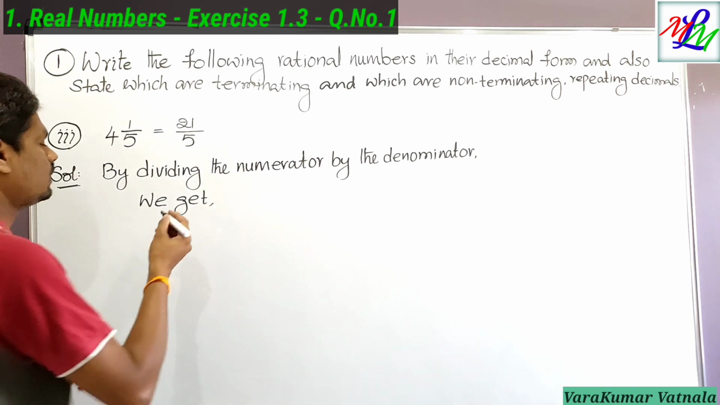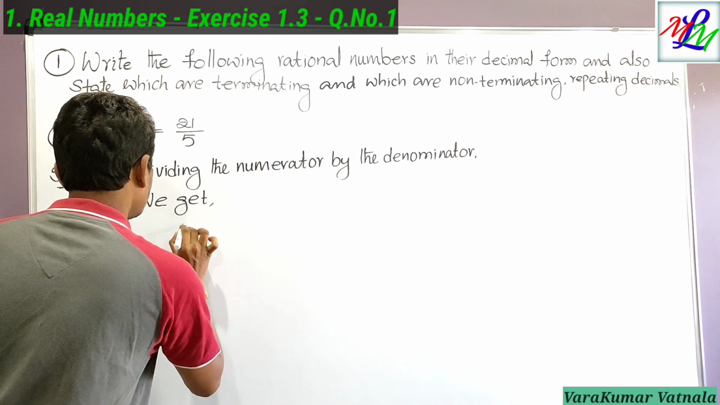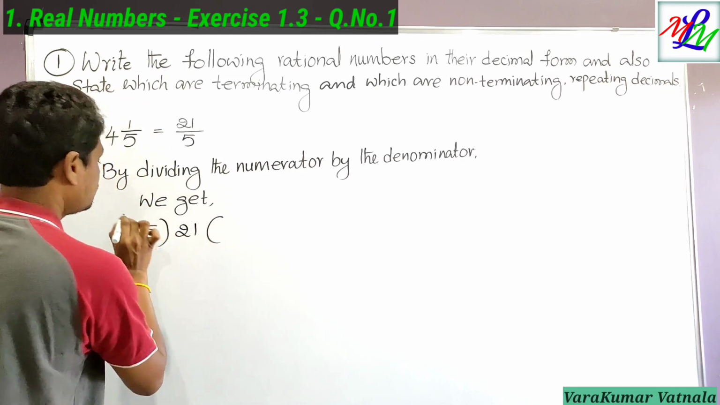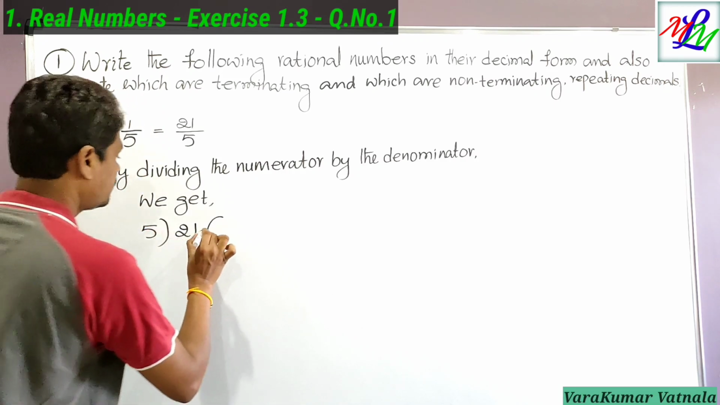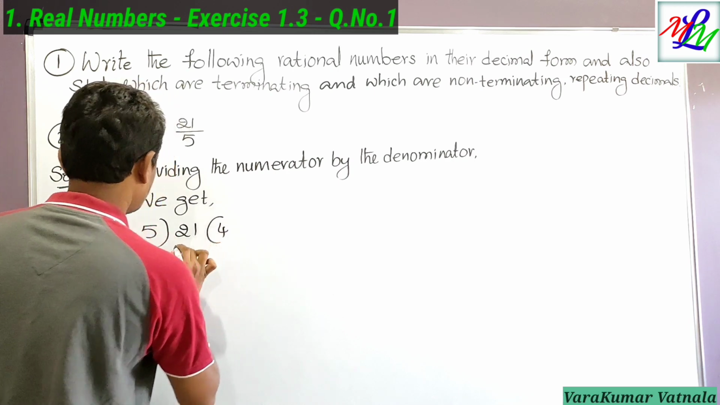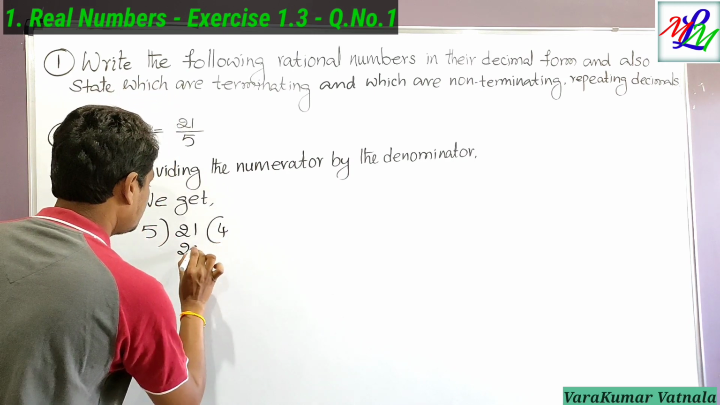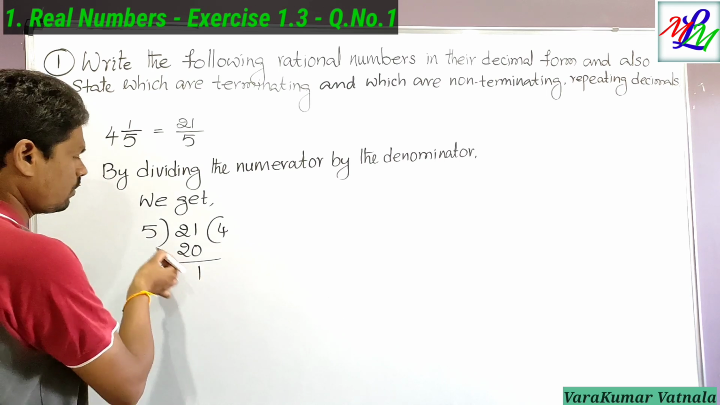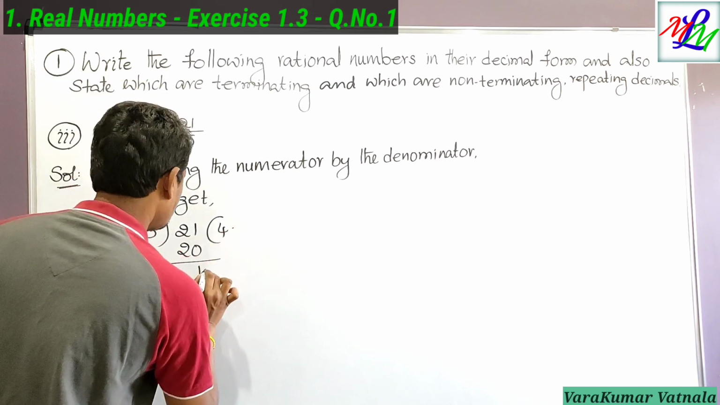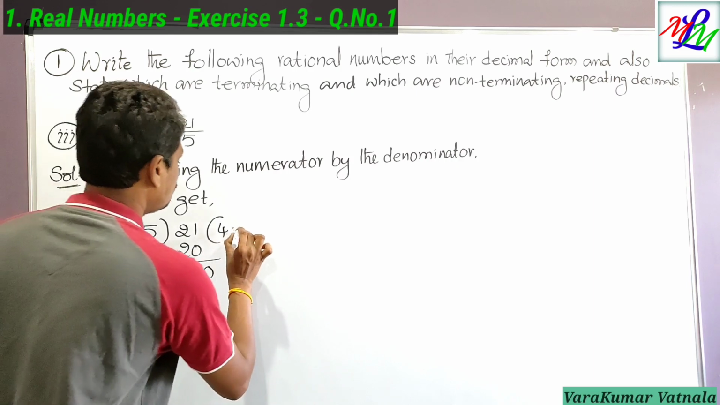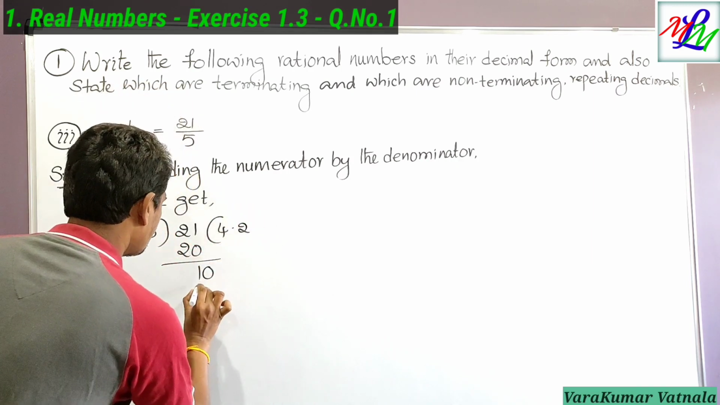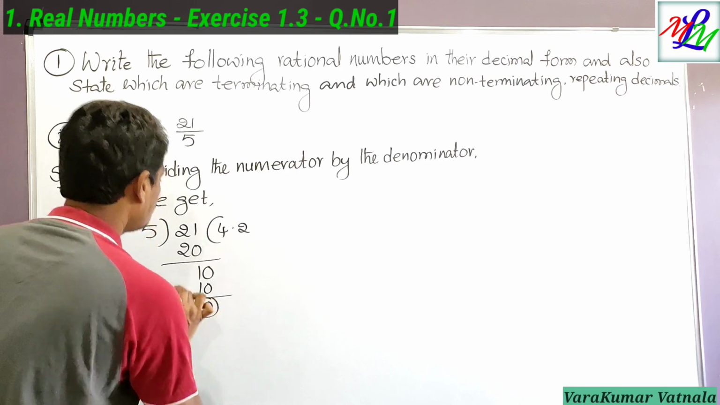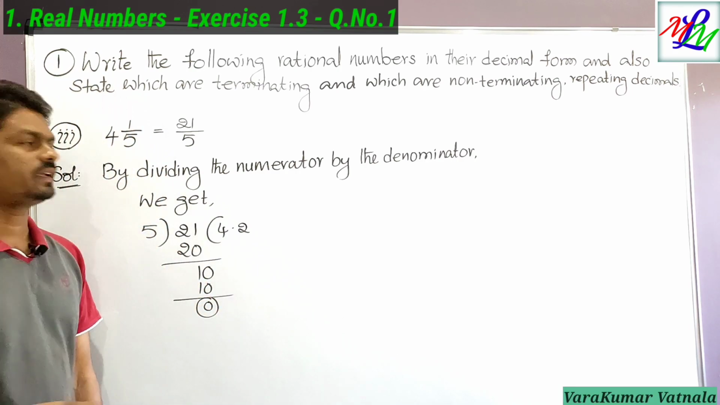Here the numerator is 21 and the denominator is 5. It is very clear 21 is greater than 5. So how many times does it go? 4 times. 5 fours are 20. So 21 minus 20 is 1. Now we write a decimal and 0. How many times does it go? 2 times exactly. 5 twos are 10. So the remainder is 0 and the division is completed here.